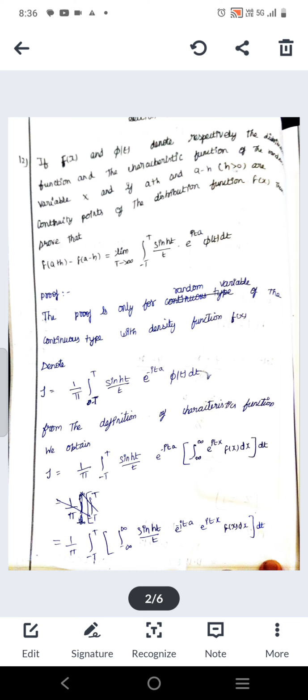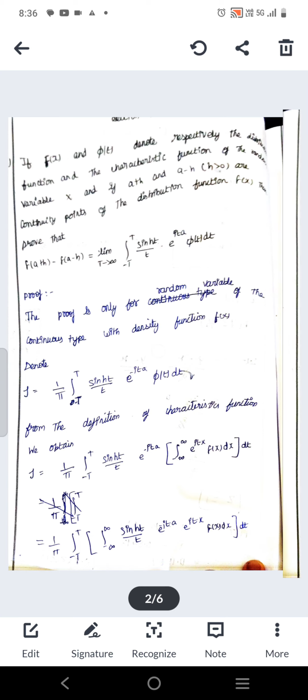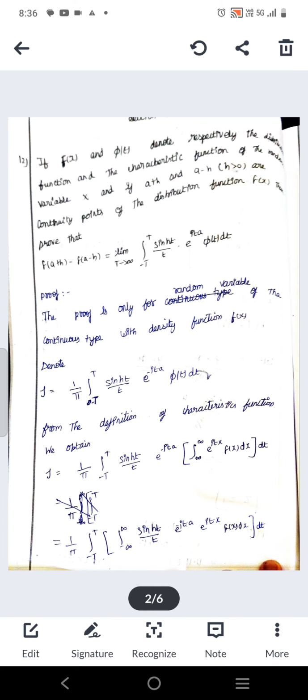Now we have proved that F of a plus h minus F of a minus h is equal to this term: the limit as T tends to infinity of the integral from minus T to plus T of sin(ht) by t, e power minus ita, phi of t dt. They have given the characteristic function, right? Now we have to prove it only for the continuous type.